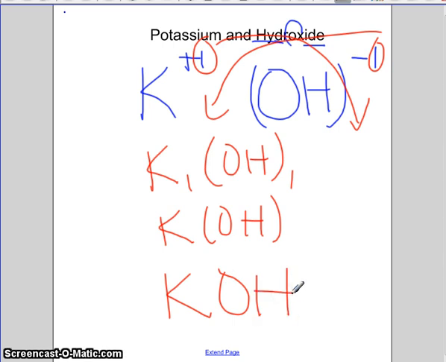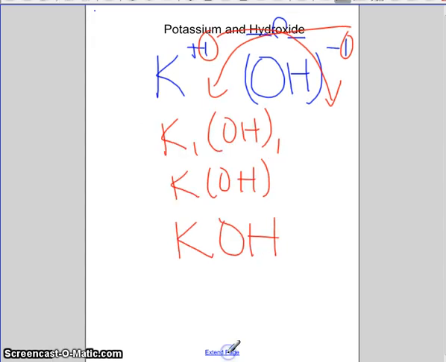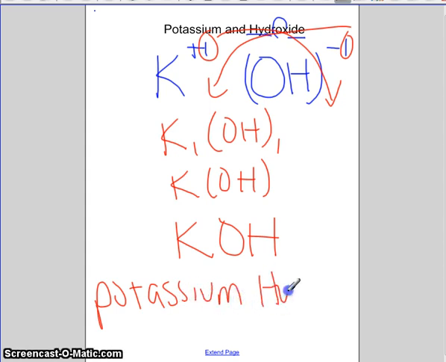Okay. The name of this compound is a little bit easier because it is a polyatomic ion. All you have to do is write the name of the cation as it is, so potassium. And then you just write the polyatomic ion. Potassium hydroxide.